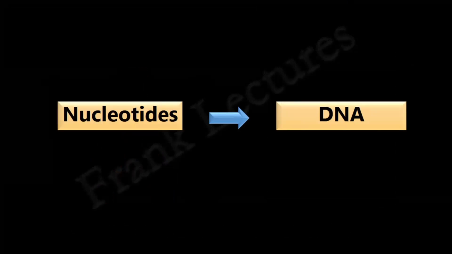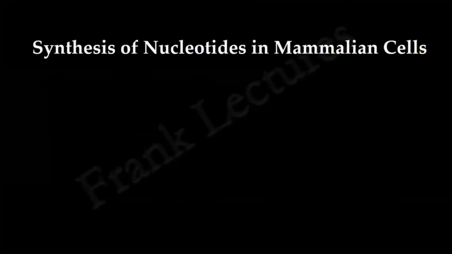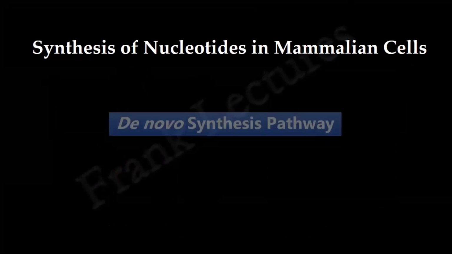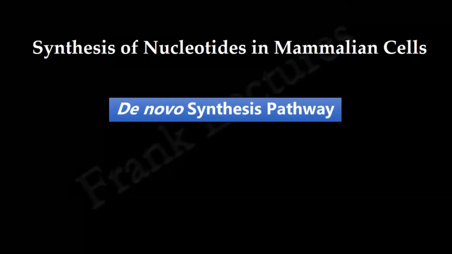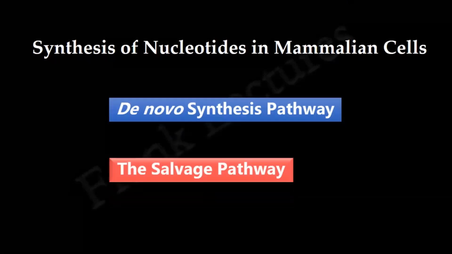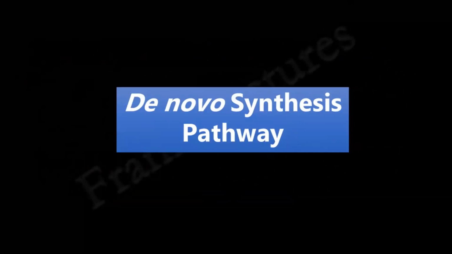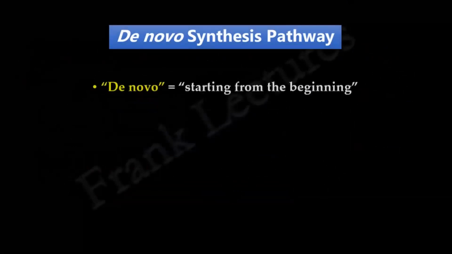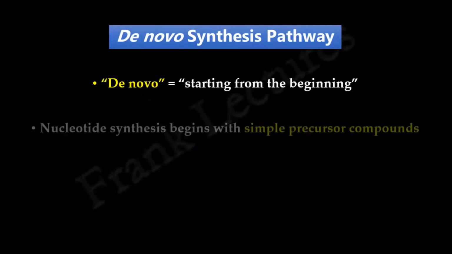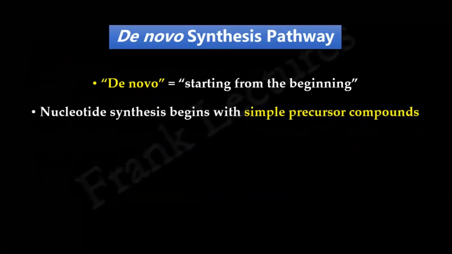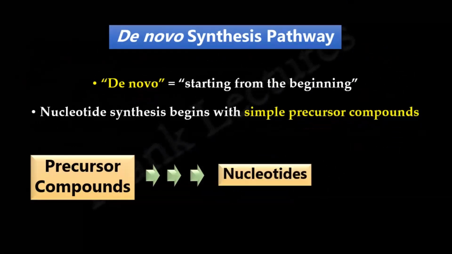Let's have an overview of how these nucleotides are synthesized in mammalian cells. In the mammalian cells, there are two main pathways of nucleotide synthesis. These are the de novo synthesis pathway and the salvage pathway. De novo means starting from the beginning. In this pathway, nucleotide formation begins with simple precursor compounds. Through a series of steps, this pathway leads to the formation of nucleotides that finally form DNA.